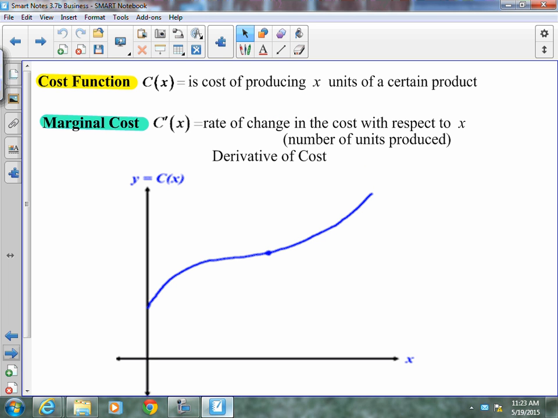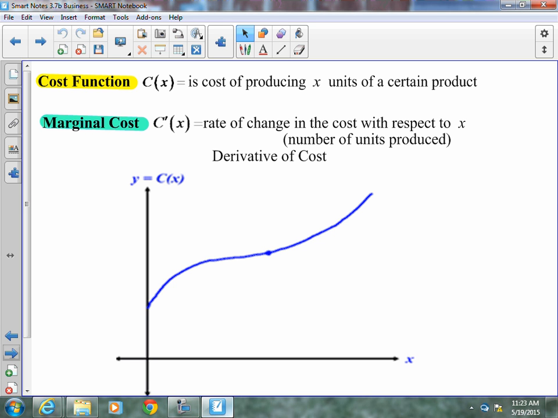Cost, C of X, is the cost of producing X units of a certain product. So this first one, if we're producing 100 units, we can plug 100 into our C function, and it will tell us the cost of producing all 100. Not individually, but the total 100. Marginal cost, on the other hand, is the rate of change in the cost with respect to X.